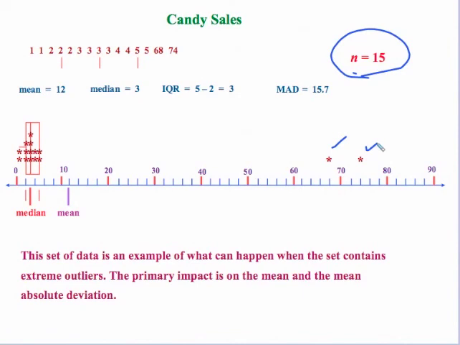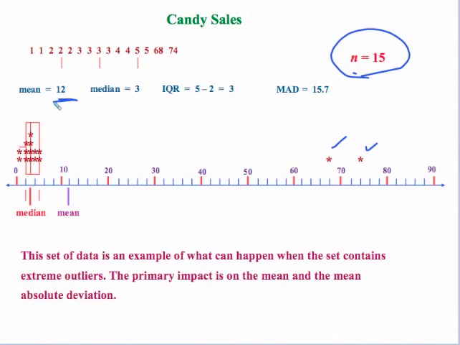Notice that the primary impact was on the mean and the mean absolute deviation. When we take the mean, it comes out to be 12. So it makes it look like our kids on average sold 12 boxes of candy each, when in fact most of them really sold closer to 2 or 3. So again, the extreme outliers made a big difference with the mean.